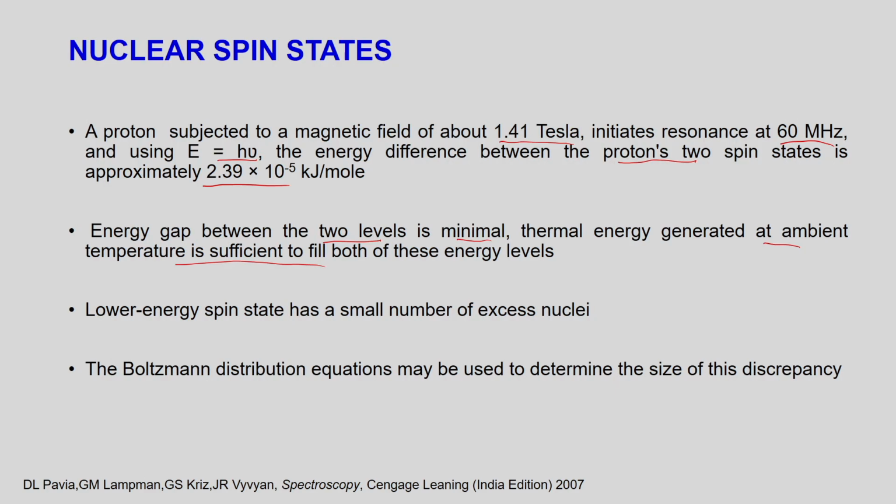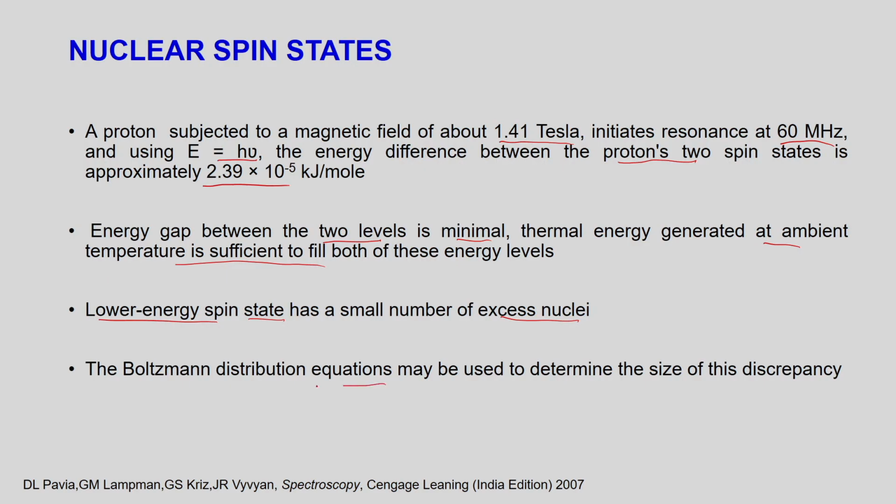There is a particular thing which is important and has to be noted, because the lower energy spin state has a small number of excess nuclei. It is something like what we read in Raman spectra. Out of 10 lakh nuclei, maybe 7 or 8 nuclei are extra in that particular lower energy state. It is those extra nuclei which are responsible for resonance. So how can we say how many nuclei there are?